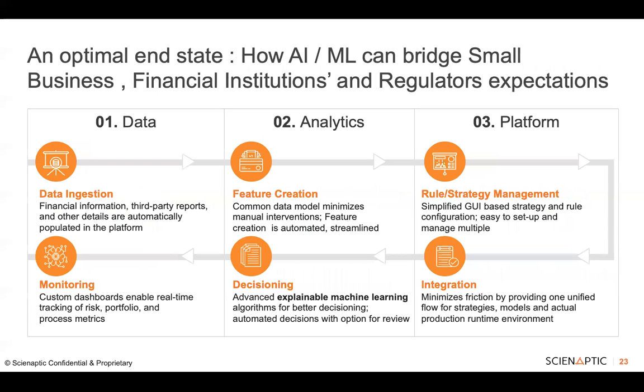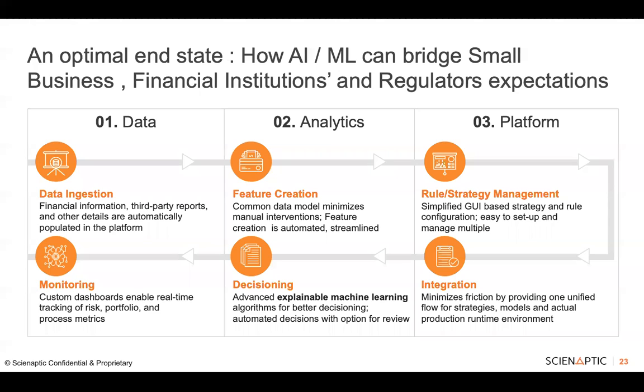So what does an optimal end state look like, essentially, then, right? How AI or machine learning can bridge the gaps or expectations the small businesses, financial institutions, and regulators would have alike. And we highlight there are 3 dimensions to getting to what an optimal state is. And those 3 dimensions come from data, analytics, and platform.